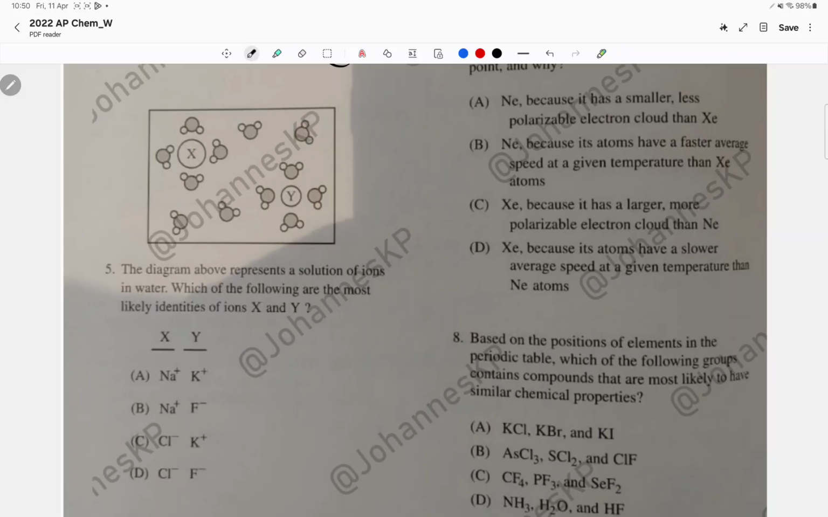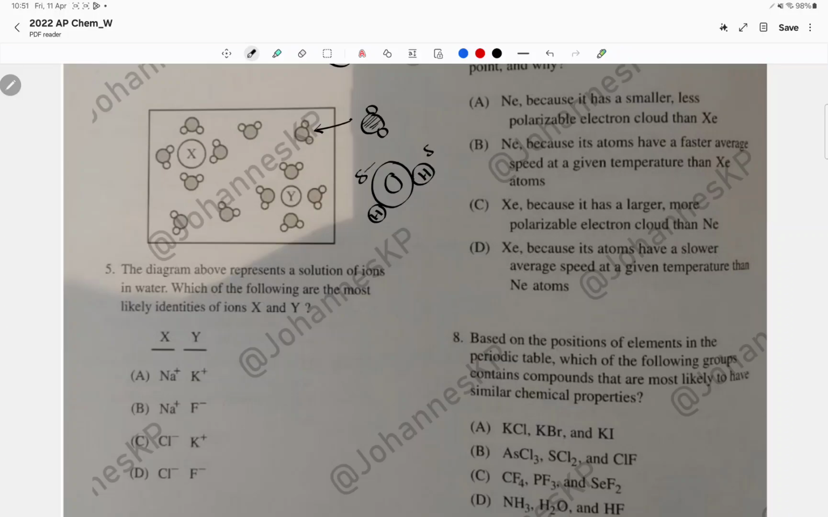So here we have to identify the identities of ions X and Y. Now, as we can see, this is just a water molecule with the shaded part being the O, because O is larger. So you're going to have O, H, H. Okay, we'll just make it a bit bigger.